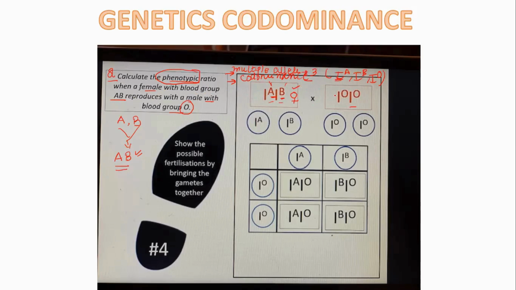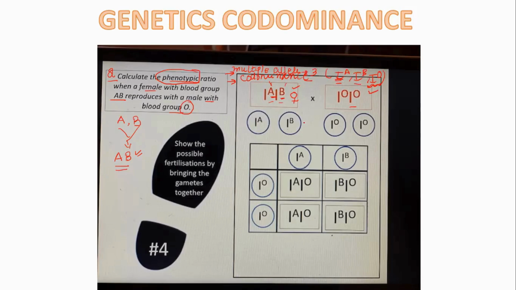She is crossed with a male having blood group O. Now, here you must understand that IO is a recessive allele. Recessive means it will be expressed only when it is in the double dose. So IA will be expressed with IO, IB will be expressed with IO, but IA and IB will be expressed together if they are together. That means none of them will be expressed alone, and they will be called AB.